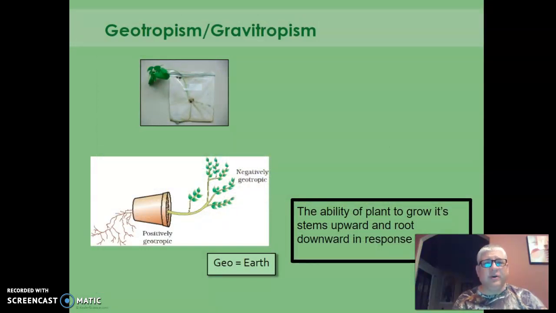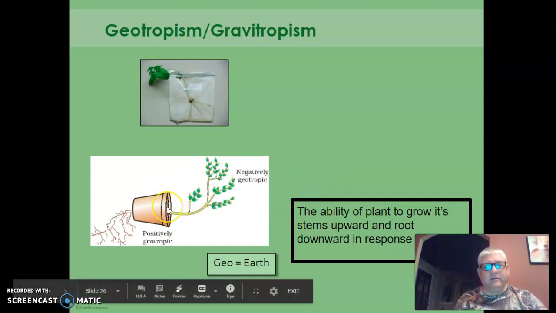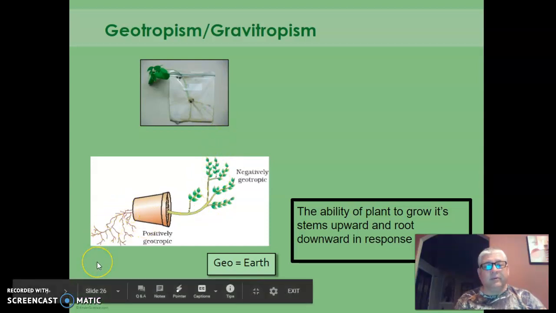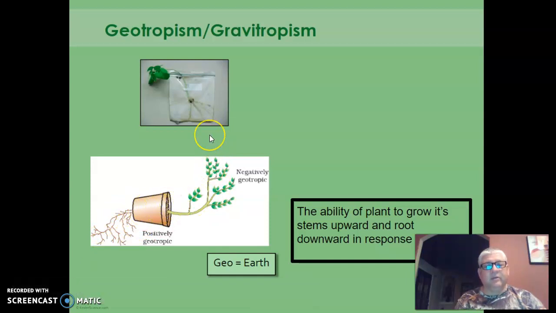Okay, so geotropism or gravitropism, they mean the same thing. If you see something like this on the test, yes, it's growing toward the light sometimes, but it also grows, the stem grows upward and the roots grow downward. Even when a plant falls on its side, that's what takes place.